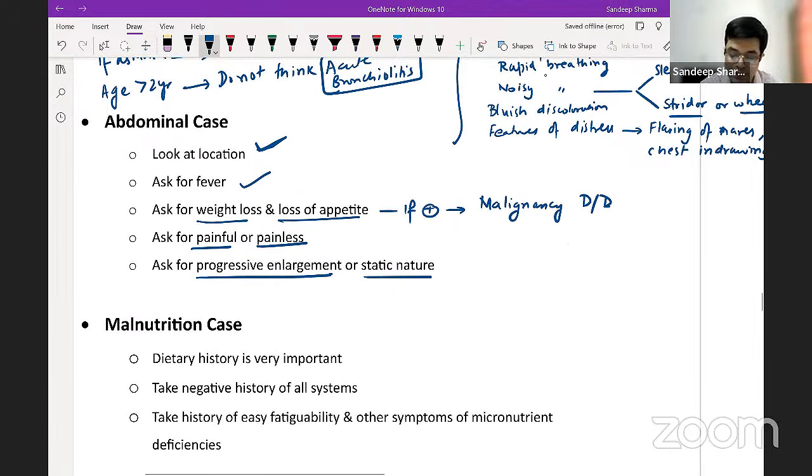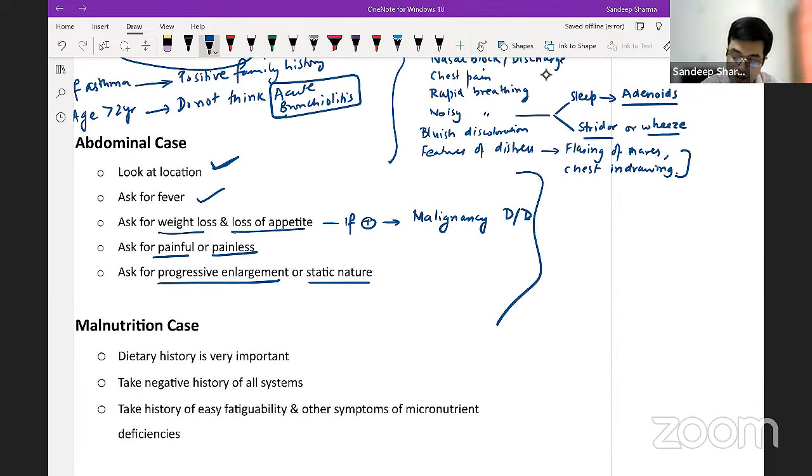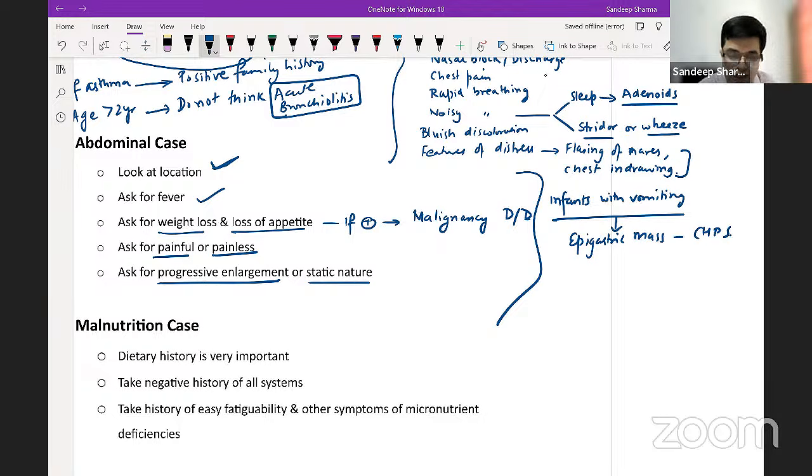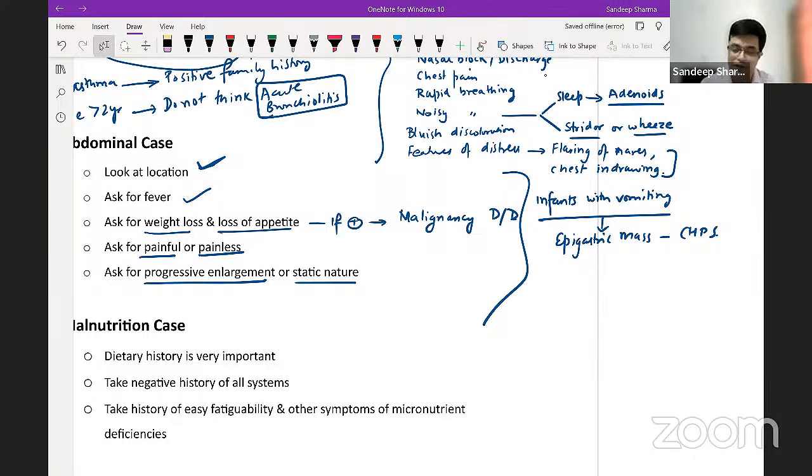The common masses that you will find in the patient, in case of infants with vomiting, they may have CHPS, they will have epigastric mass. You will not use the word epigastric, but it will indicate CHPS in the patient. You will say upper central part of abdomen.